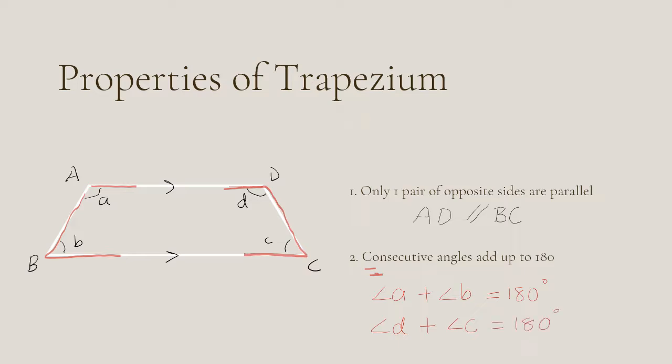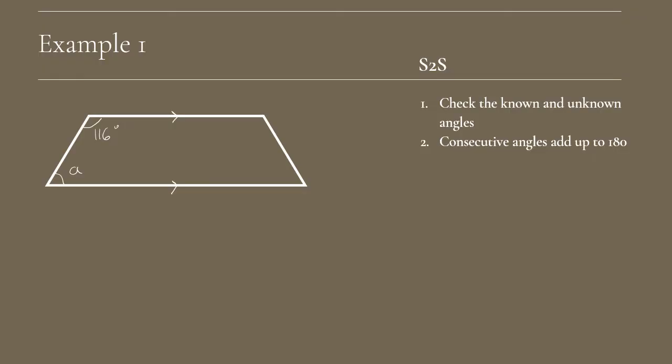So those are the two properties of a trapezium that you need to know in order to find the unknown sides and also the unknown angles. Let's jump right ahead to our examples for today. Example 1, you need to find angle A.